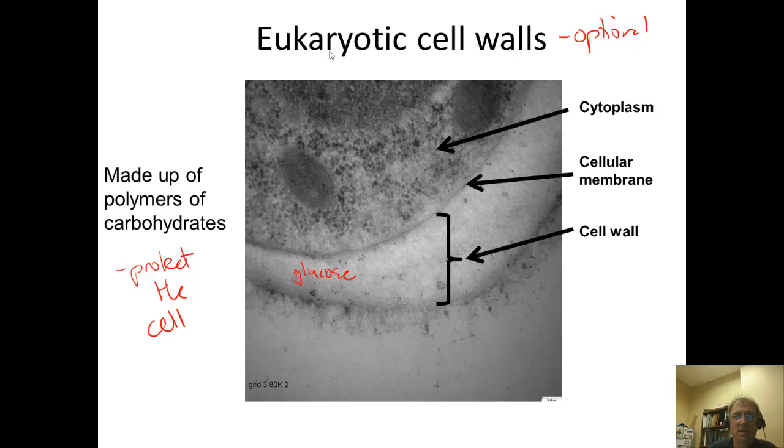What kind of cells in eukaryotic cells have cell walls? Well, it's not all of them. Animal cells do not have cell walls, but fungi, plants, and algae all have cell walls that are chemically rather similar from one another, made out of these polymers of glucose.